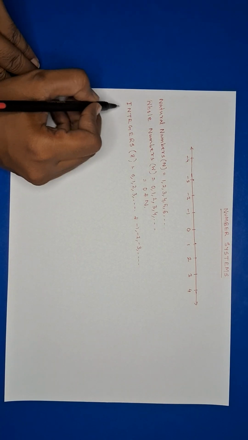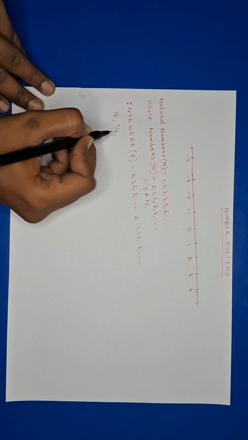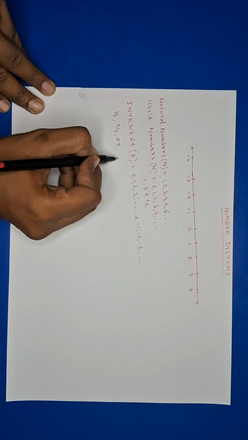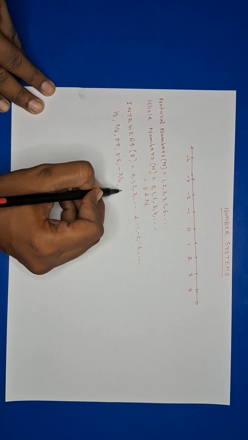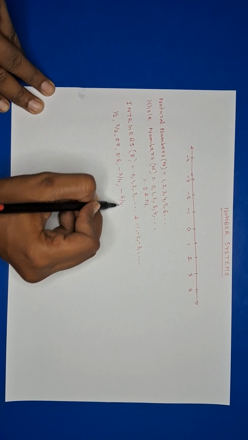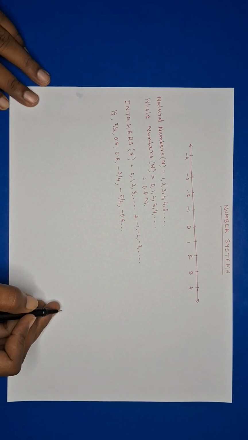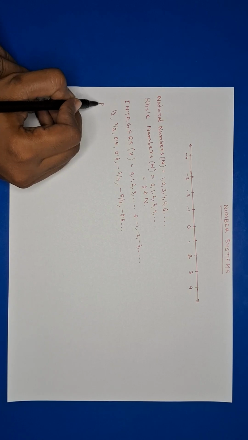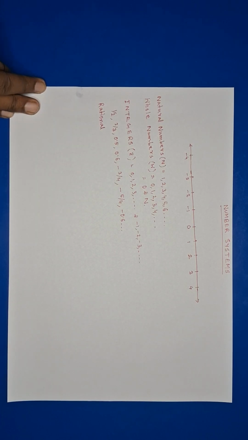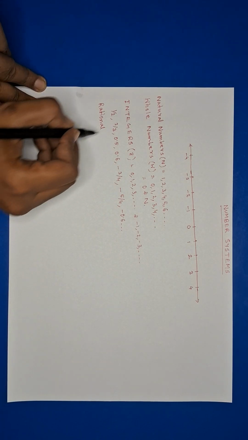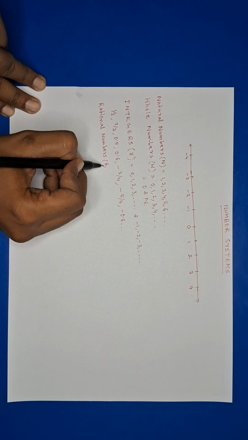The numbers like 1 by 2, 2 by 3, 0.5, 0.6, -3 by 4, -5 by 4, -0.6. These are called rational numbers, and denoted by Q.